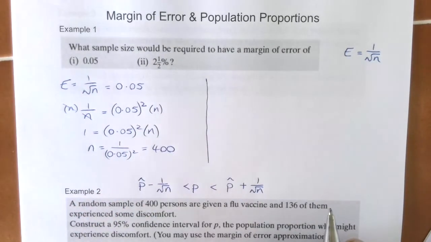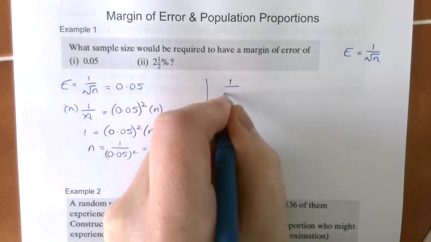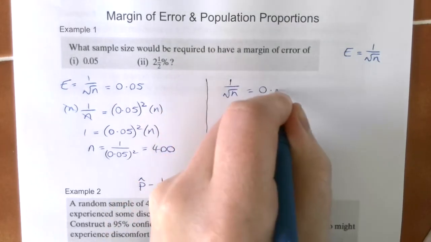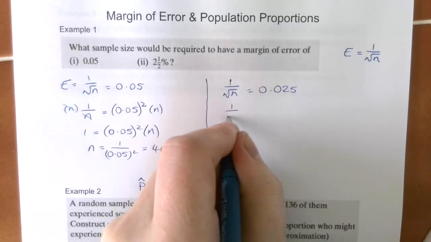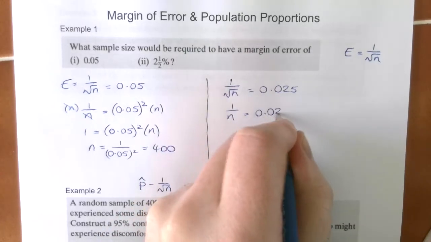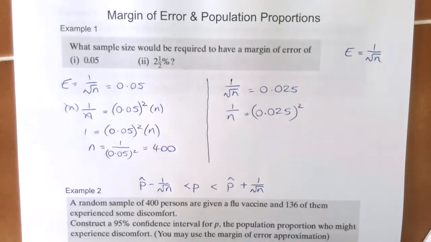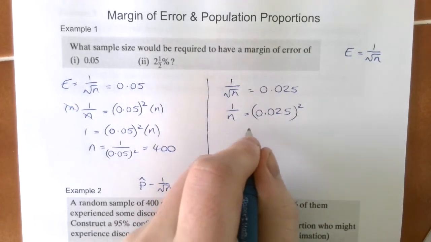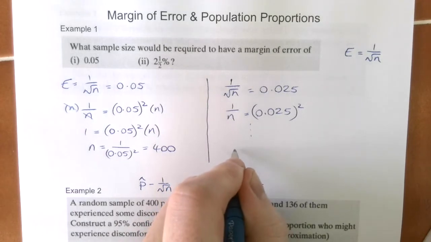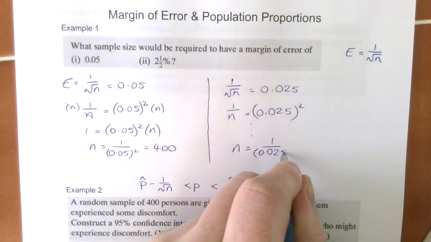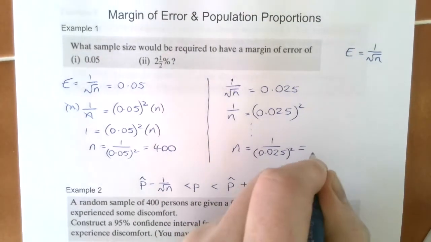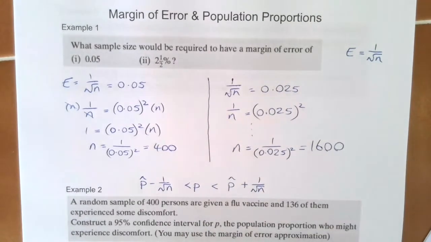Same kind of idea for the second one. It's going to be 1 over the square root of n is equal to 0.025. So that's what 2.5% is as a decimal. So we square both sides. 1 over n is equal to 0.025 squared. Skipping down through some of the steps, we can see that n is going to be equal to 1 over 0.025 squared, which is equal to 1600. So 1,600 people were sampled for that particular example.